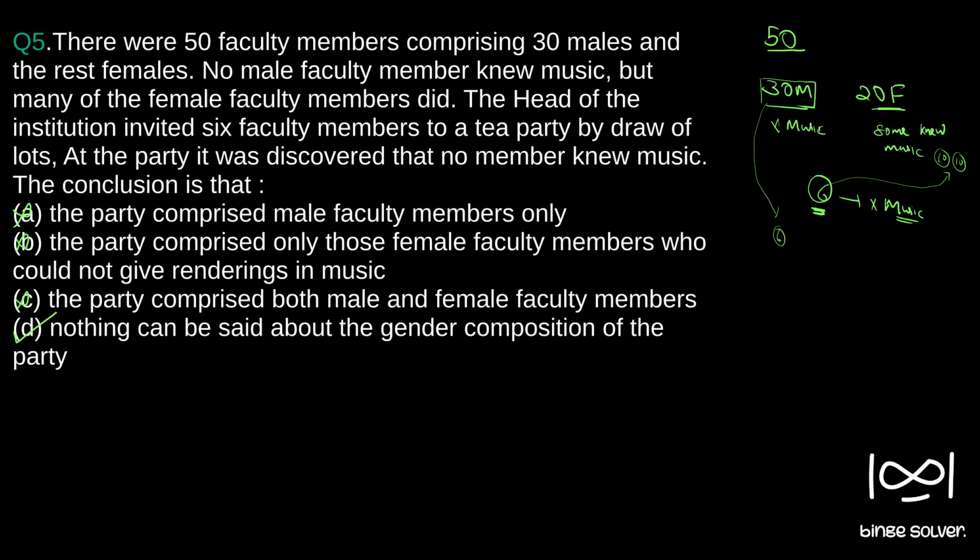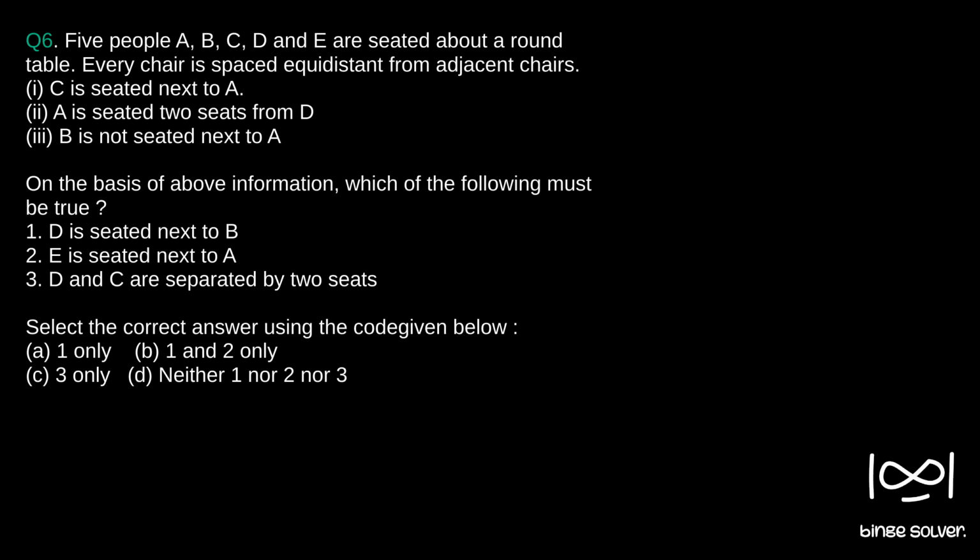Question number 6. 5 people A, B, C, D and E are seated about a round table. Every chair is spaced equidistant from the adjacent chairs. Then 3 statements are given. C is seated next to A, seated 2 seats from D, B is not seated next to A. On the basis of above information, which of the following must be true?